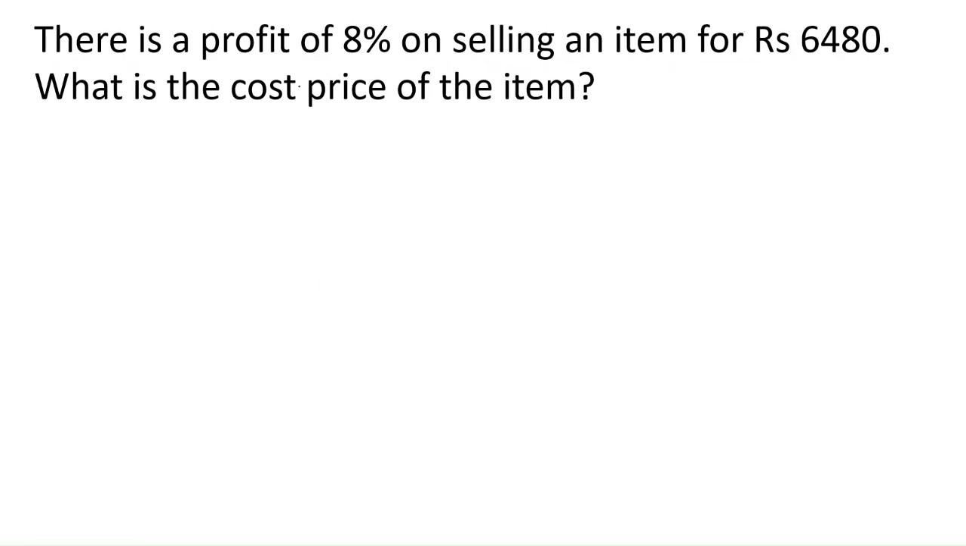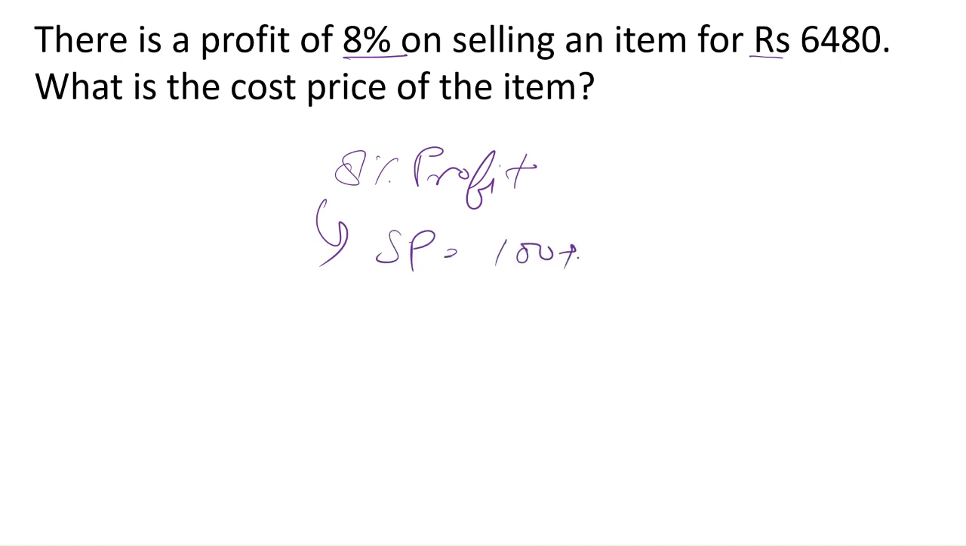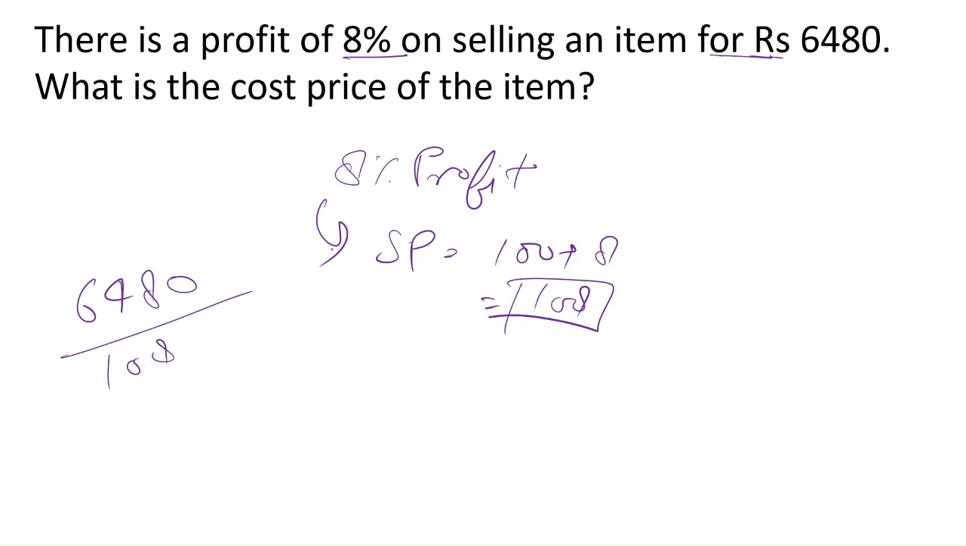Now next question. There is a profit of 8% on selling an item for Rs 6,480. 8% profit means what will be SP? SP will be 100 plus profit percent, that is 8, equal to 108. Okay, now this is selling price. Selling price is 6,480. We divide by 108.